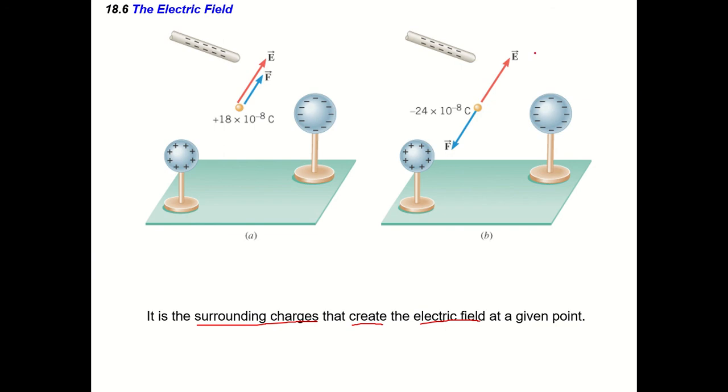Or it can be something like this. Perhaps because this is negative, the electrostatic force is going down. Here, this is positive, so this electrostatic force is going up. So in these possible scenarios, the force can be going in the same direction or in the opposite direction, depending on the charge of the point.